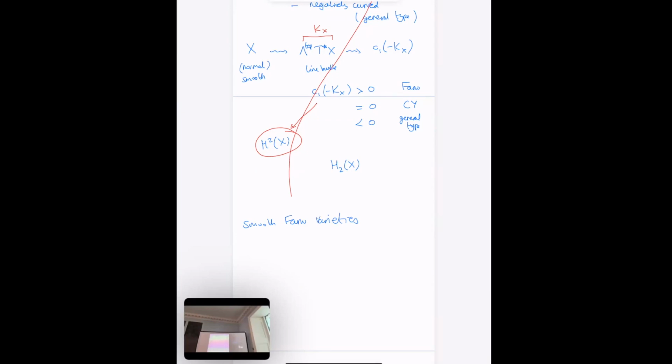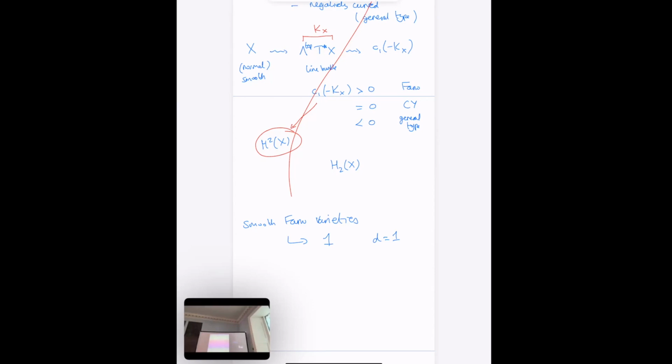There are finitely many in each dimension. Oh, by the way, there's one in dimension 1. If we think about one-dimensional algebraic varieties, those are curves, right? So they are the Riemann sphere or the torus or a genus 2 Riemann surface or a genus 3 Riemann surface and so on. And the Riemann sphere is Fano, the elliptic curve is Calabi-Yau, and everything else is general type.